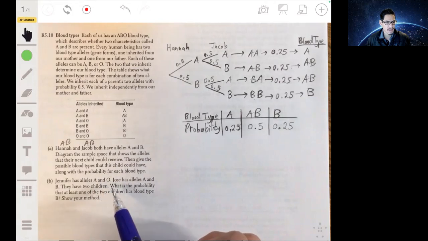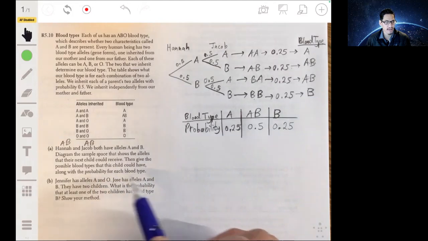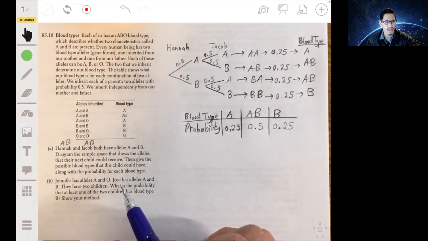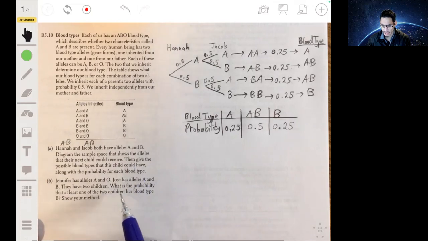Jennifer has alleles A and O, and Jose has alleles A and B. They have 2 children. What's the probability that at least one of the children has blood type B? Okay, so let's first just look at what the probability of one child getting blood type B would be, because first we need to know what the probability of blood type B is just overall, and then I can break it down into 2 children.